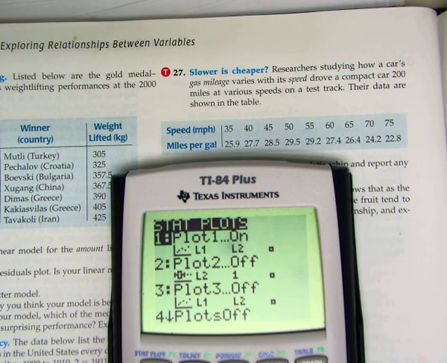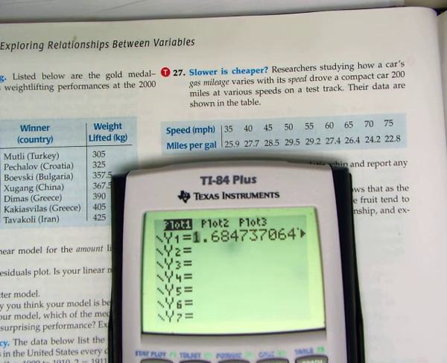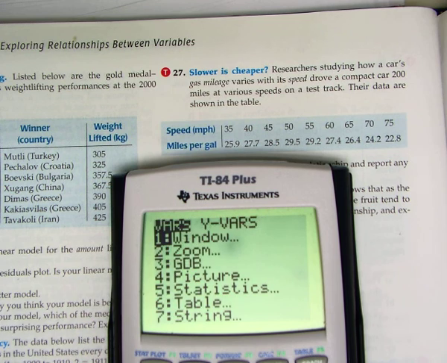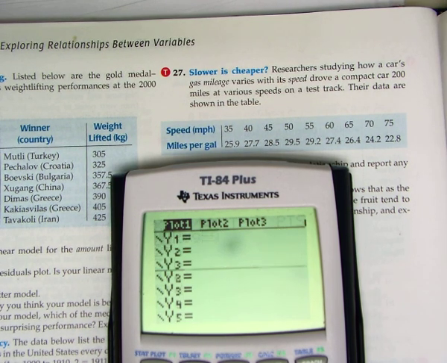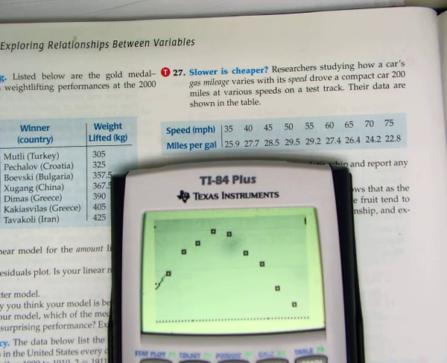And then I'm going to say, okay, let's go to y equals, and let's clear, and let's go to vars, statistics, equation, regression equation, and then graph that. Alright, so that looks like a pretty good model to me. Okay, so this is a quadratic model.